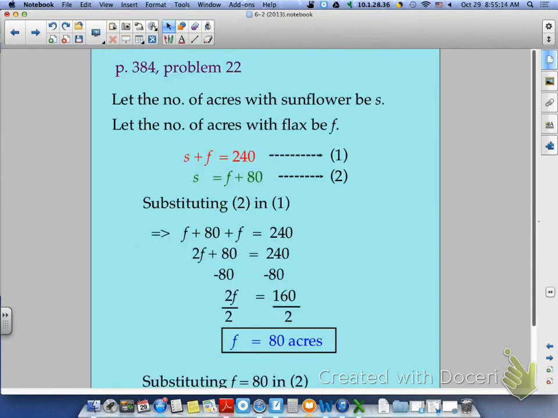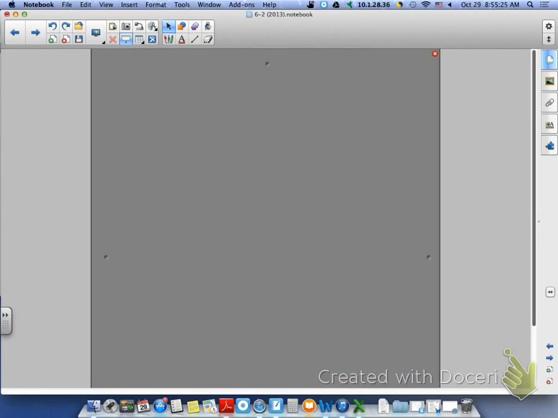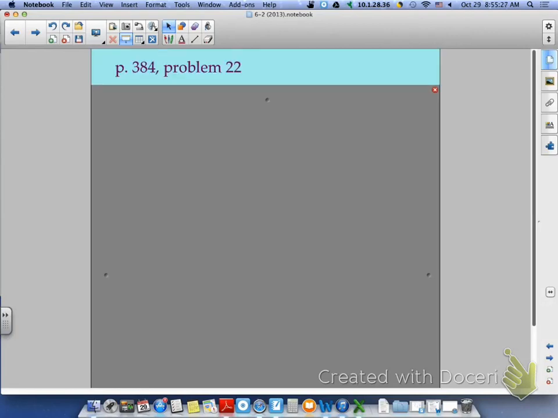Okay, so let me read out this problem to you. This is from the previous textbook. Okay, page 384, problem 22.